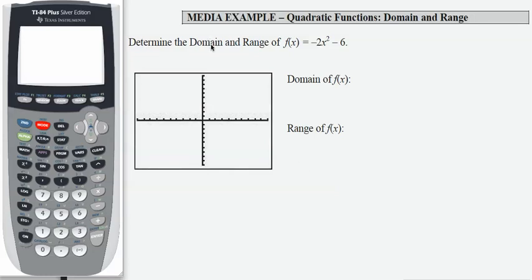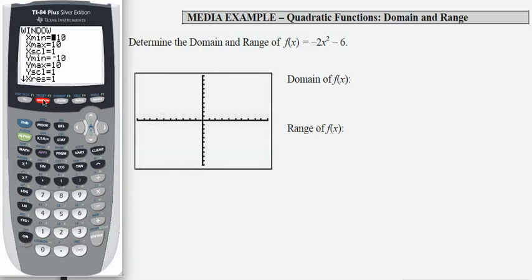We're asked in this problem to determine the domain and range of the function f of x equals negative 2x squared minus 6. I'm going to start by graphing this on my graphing calculator. If there's anything in the y1 or any of the other y equations, go ahead and clear those out. And then let's enter our function, negative 2x squared minus 6.